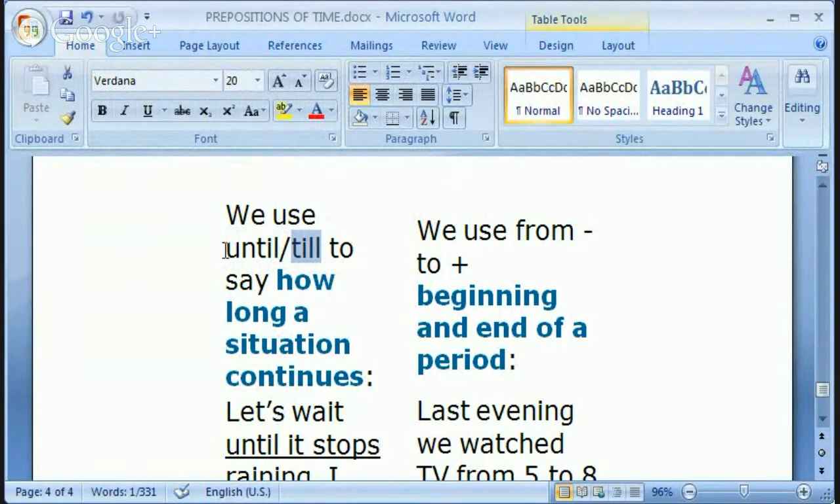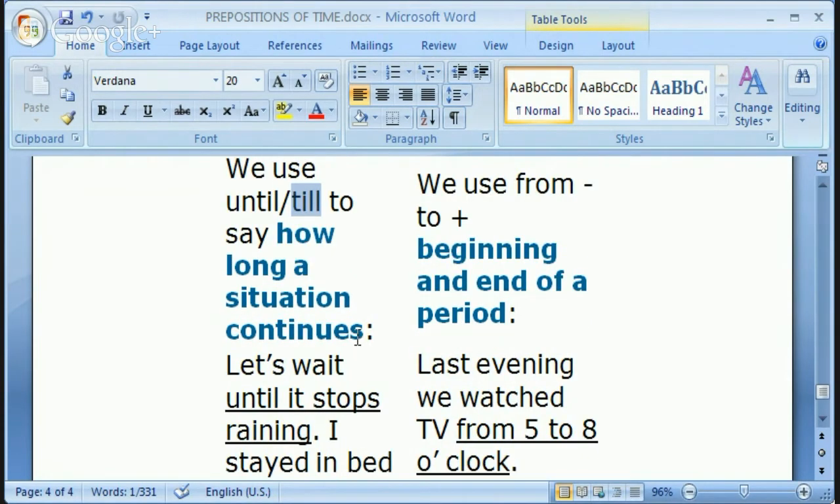You would always use until, for example, speaking, we can use till. If we're starting a sentence, even speaking, we generally always use until. If this comes in the middle of a sentence or a prepositional phrase at the end of the sentence, it's common to use till in conversation. The meaning is completely the same, however. And the meaning is we're saying how long a situation continues.